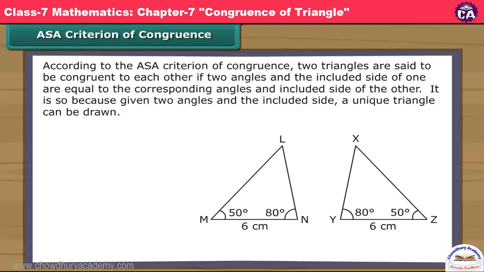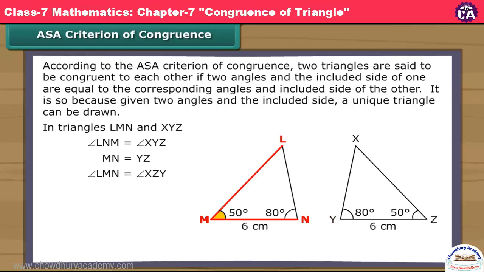According to the ASA Criterion of Congruence, two triangles are said to be congruent to each other if two angles and the included side of one are equal to the corresponding angles and included side of the other. It is so because given two angles and the included side, a unique triangle can be drawn. In triangles LMN and XYZ, angle LNM is equal to angle XYZ. Side MN is equal to side YZ. Angle LMN is equal to angle XZY.